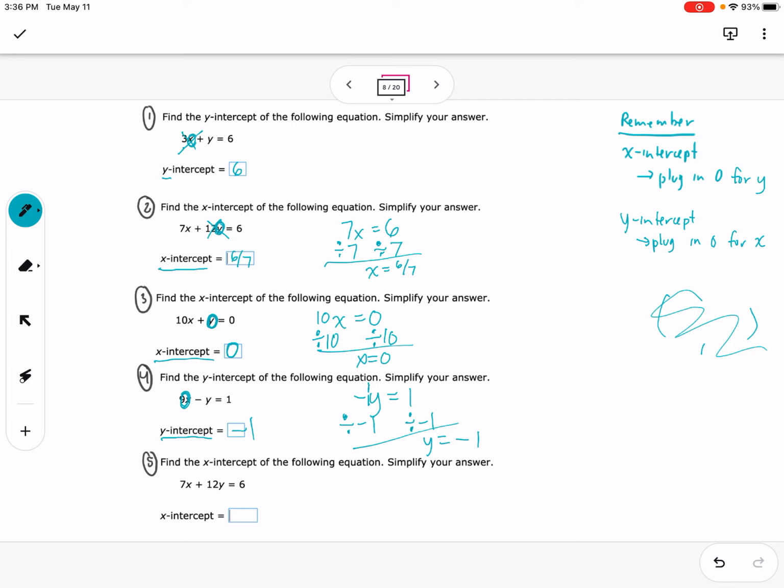Okay, and then last example, I'm looking for the x-intercept. I'm going to plug in 0 for y. This becomes 12 times 0, which is 0. And this is the same one as my number 2, so don't worry about it.